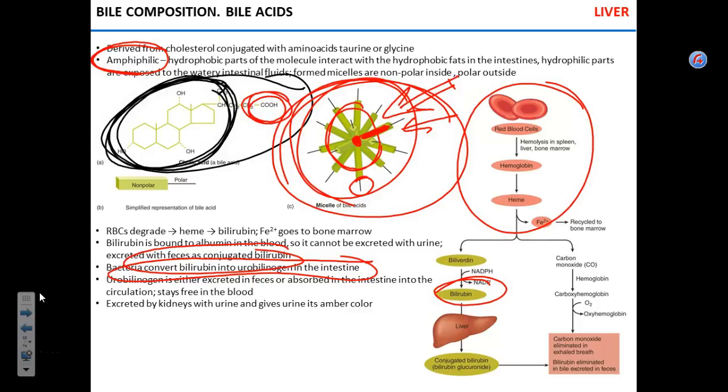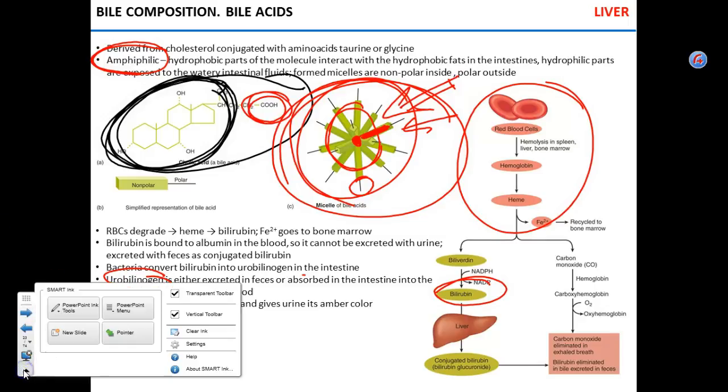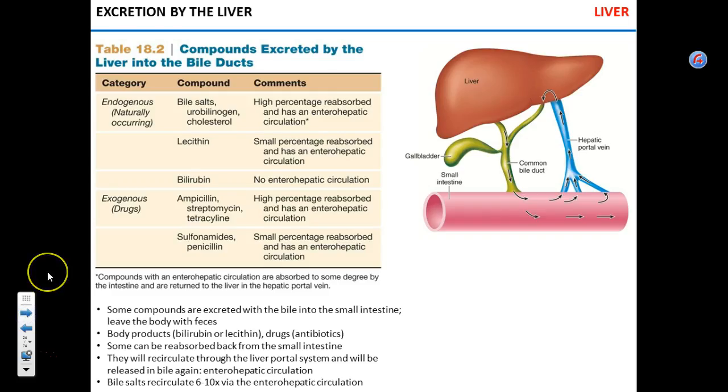So bilirubin ends up in the intestines. Some of it will be excreted with feces. Some of it will be converted by the bacteria in the large intestine into urobilinogen. Now, urobilinogen, imagine there's urobilinogen here.